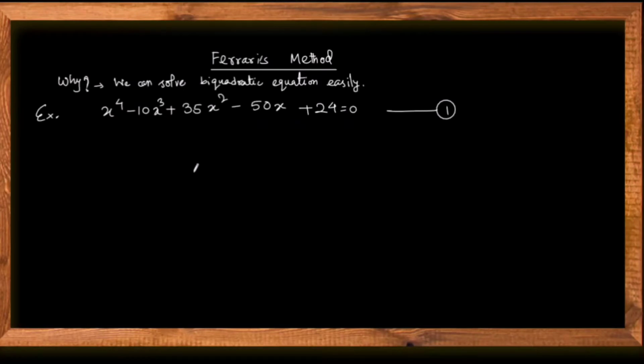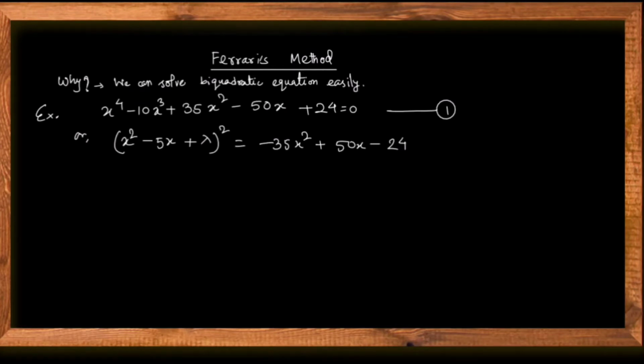equals 0. We can rewrite this as (x square minus 5x plus lambda) whole square, because the coefficient of x cube is minus 10 and half of it is minus 5, plus we are introducing a new constant lambda. Now the rest of the terms we take to the right hand side. So that is minus 5x square plus 50x minus 24.